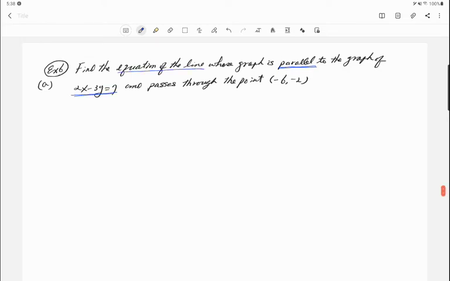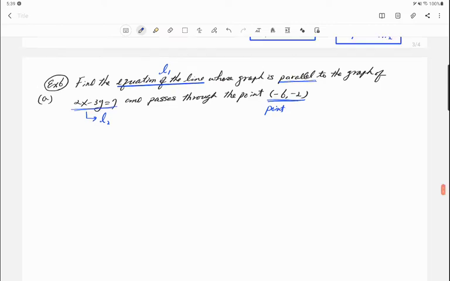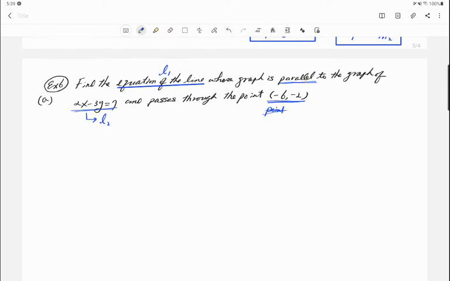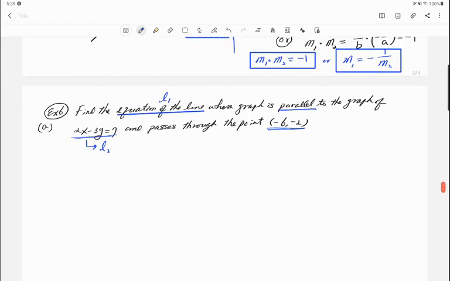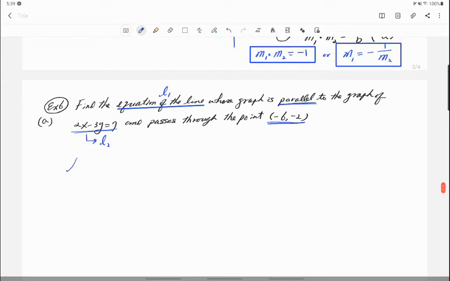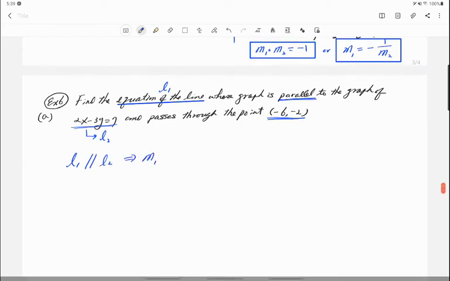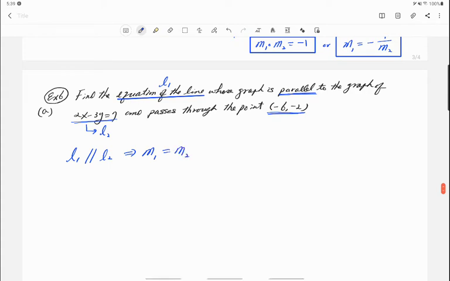So the equation of this line is, let's say this is L1. Then this line is L2, right? And L1 also passes through this point. Okay, we need to find the slope of line 1. How do you find the slope of line 1? Since it's parallel, line 1 is parallel to line 2. This means the slope of line 1 should be equal to the slope of line 2. So let's find the slope of line 2.